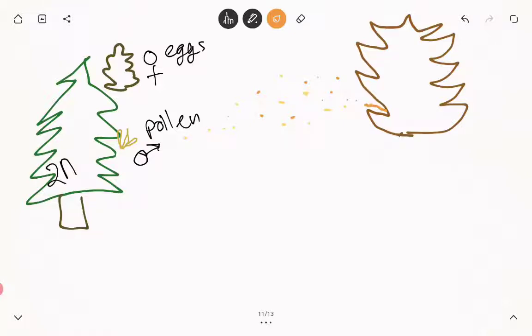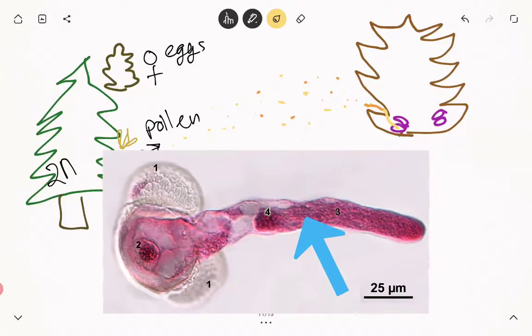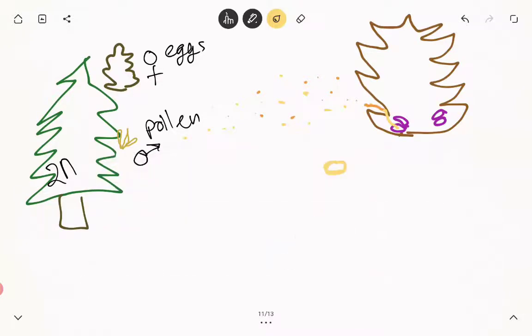At the base of each of these scales of the cone, they're not actually purple, but I'll draw them purple, we basically have eggs. To deliver the pollen grain to those eggs and fertilize them, the pollen grain grows what's called a pollen tube. The pollen cell extends itself out to deliver that haploid pollen nucleus to the egg.